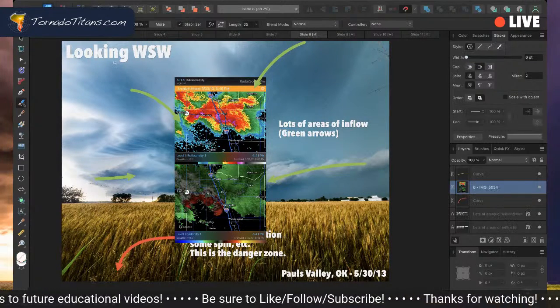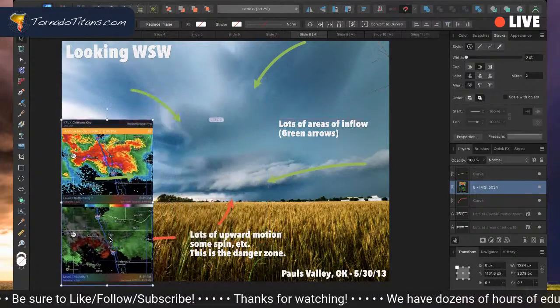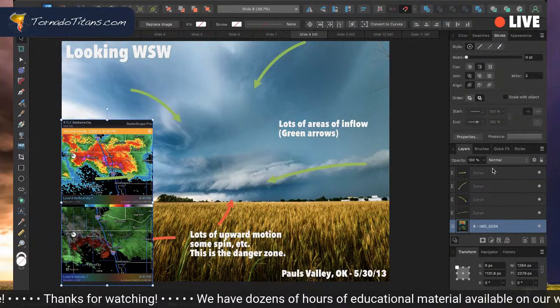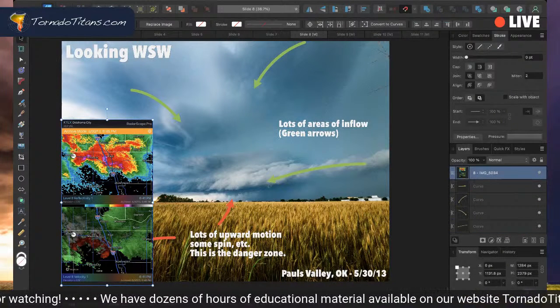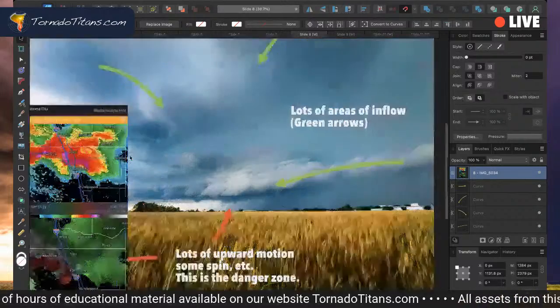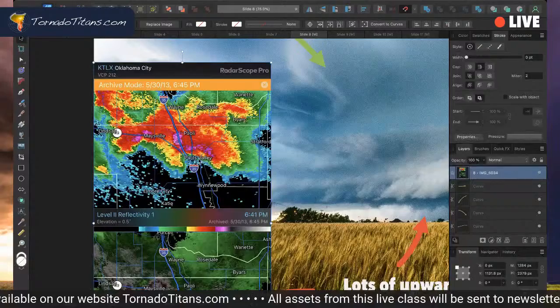Oops, right there. So what you're looking at here is, come on, you need to be up at the top layer. There we go. So you can see I am right about here. Let me zoom in a little bit. I am right about here, just east of I-35.